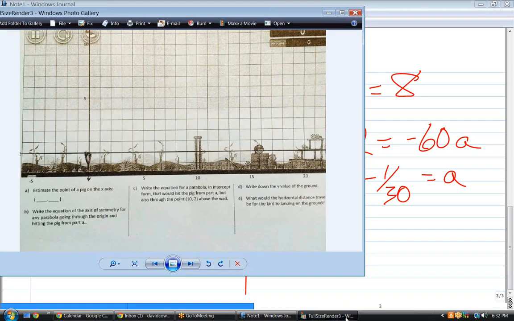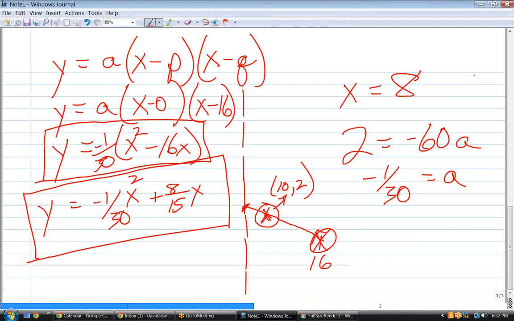Hold on, let's see. It says write the equation in intercept form. So let's go back up to here. That's intercept format right there. If I substitute for a, minus 1/30, that's the answer they're looking for. Only get rid of this x minus 0. It's minus 1/30 times x times the quantity x minus 16. That is the answer in x-intercept form.